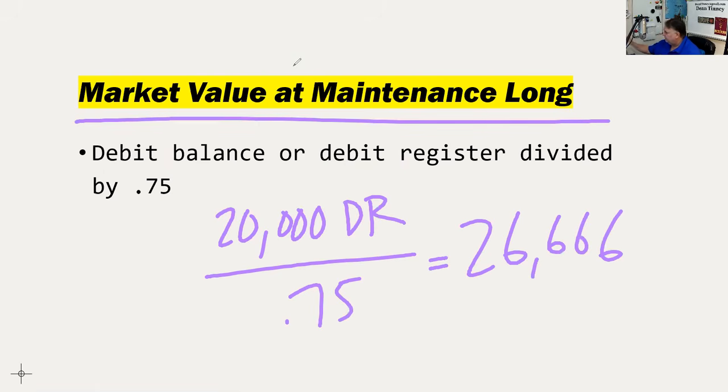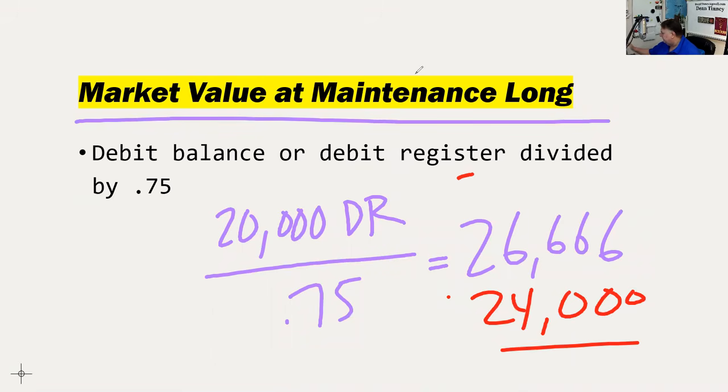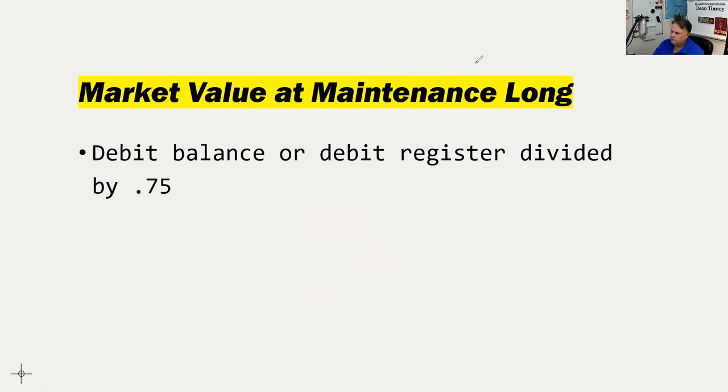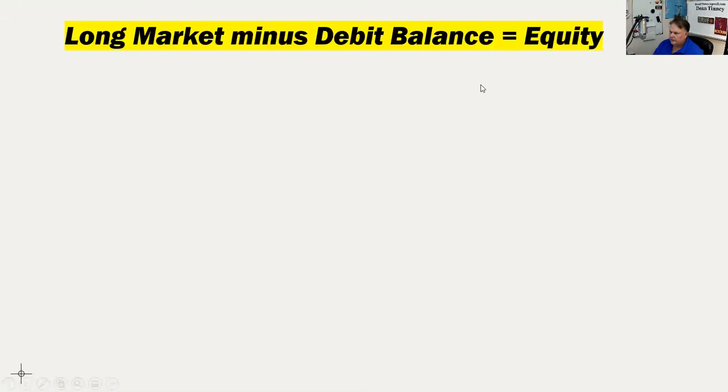So the reason that's helpful is I know now that if the stock goes below 26 grand, my collateral, I'm going to have a problem because that's below that number. I know that at 30 grand, I don't have a problem because it's above that number. So that's kind of a handy formula to be able to figure out market value at maintenance. The classical margin equation.